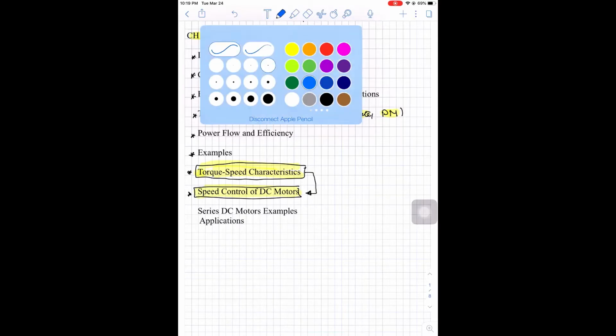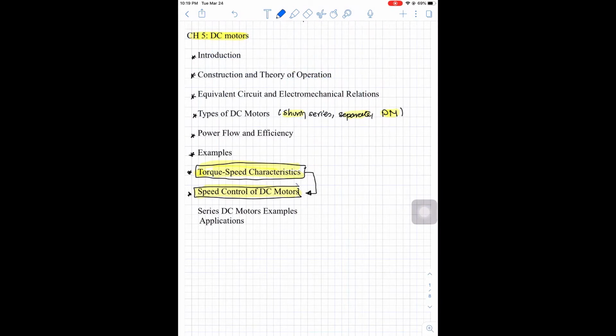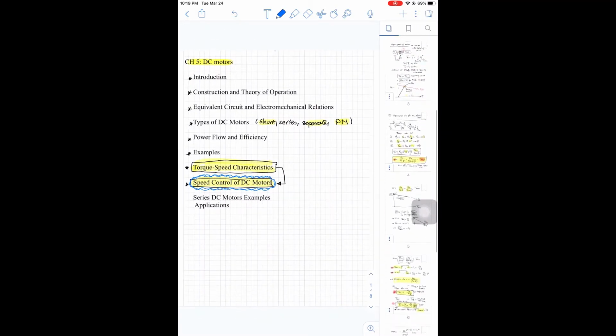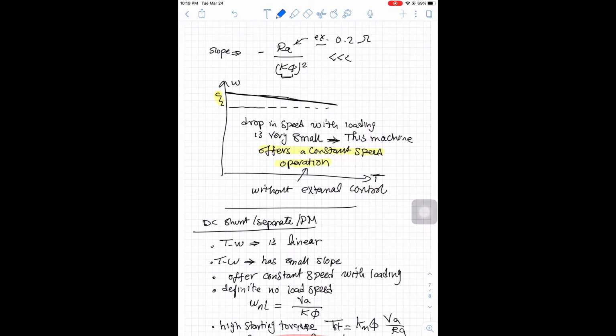We'll continue with our lecture. So what we are going to do is we are going to learn how we can do speed control. And I think this is one of the important topics for you as a mechanical engineer, is how we can do speed control of DC machines. Now let's bring a new page and see what we can do here.